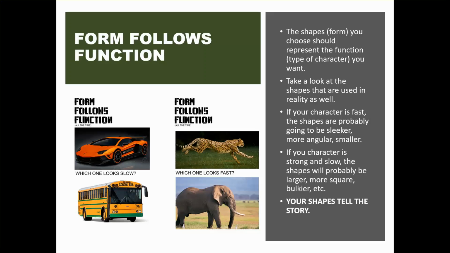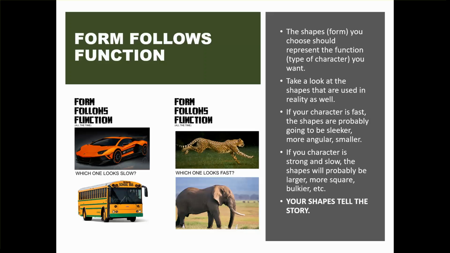So take a look at the shapes that are used in reality as well. Look at that sports car, look at that Lamborghini, and compare it to the bus. Which one seems slower? Well, of course, the really blocky and big square shape compared to the really sleek, smaller, and angular triangular shapes. The triangular shapes that appear to be sleeker and smaller seem faster.